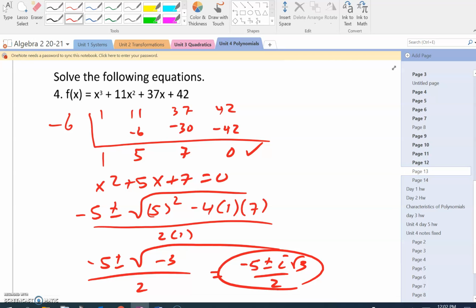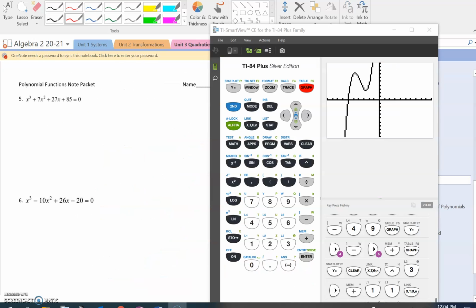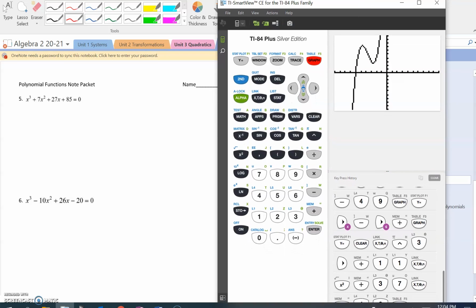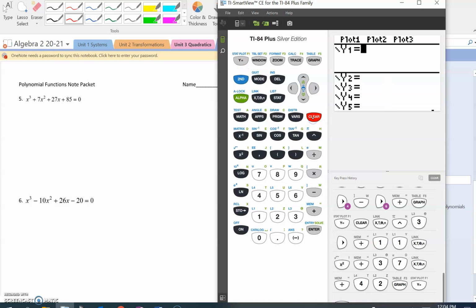Yes, okay. All right, I'm on the next page. What page is it? It is 14, the last page of the notes, last page of the semester, last page of the unit. Okay, so I'm going to Y equals here.